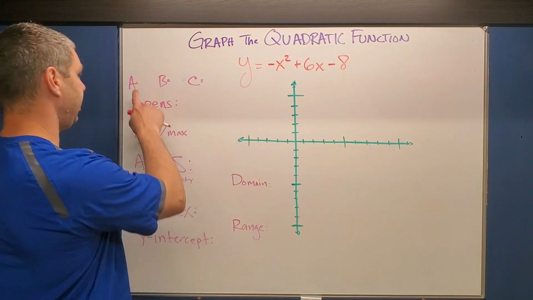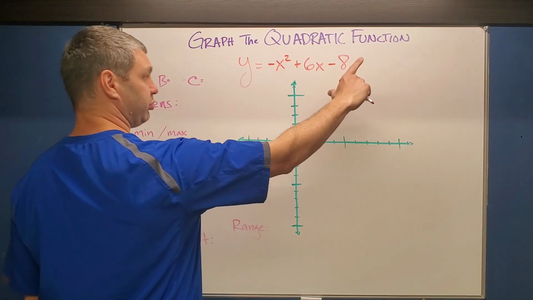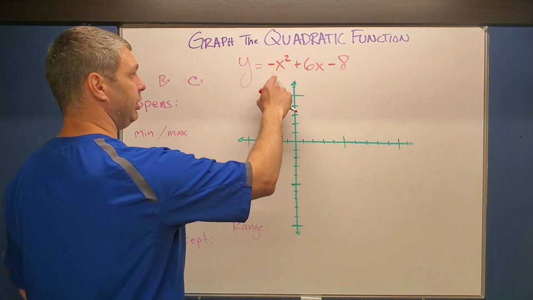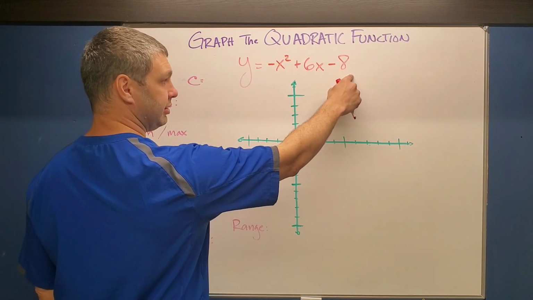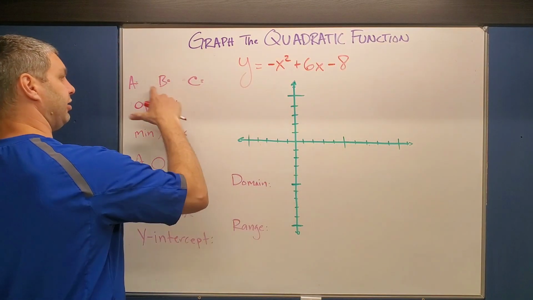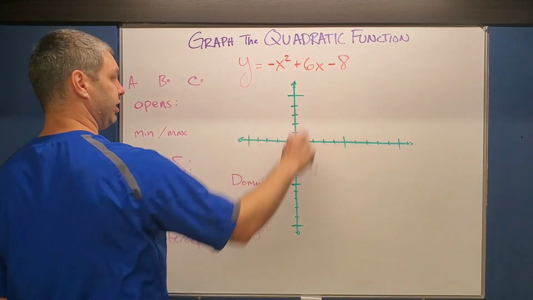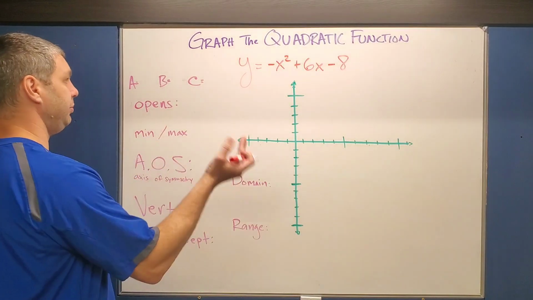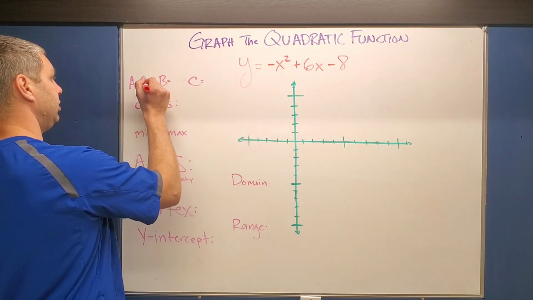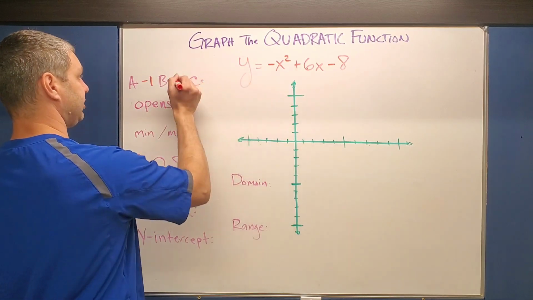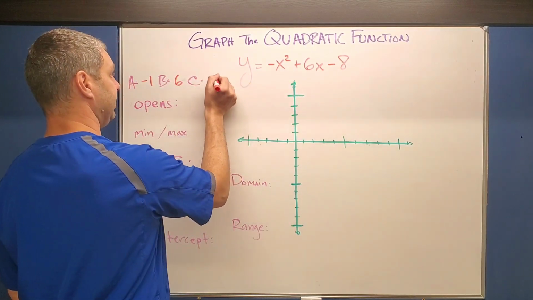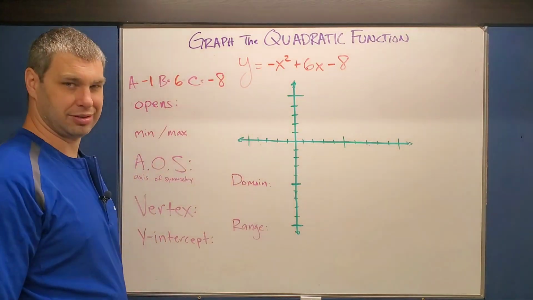All right, first off, our a, b, and c. As long as this is written in that descending order of x squared, x, and then just your number, it's just a matter of putting those numbers in front of each of those, called the coefficients, as your a, b, and c. This is going to be negative 1. This one's going to be positive 6, and our c is going to be negative 8. Those are going to be important a little bit later.